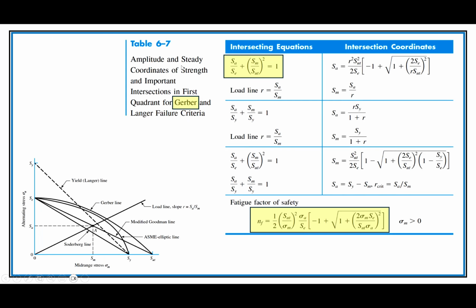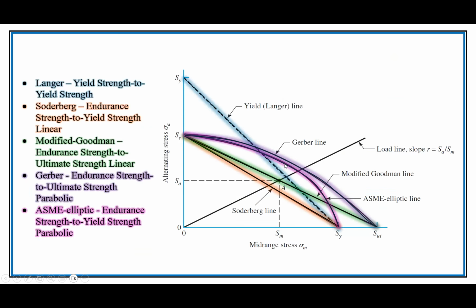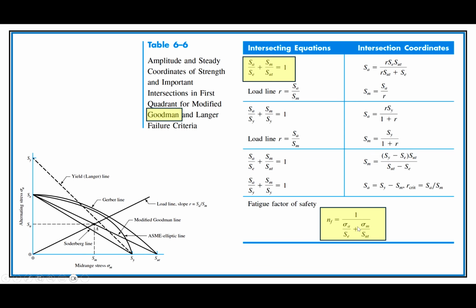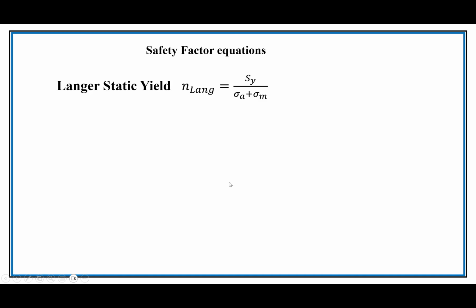Okay, so in 6.7, they do Gerber next. So here's where that safety factor is. And once again, this is where you would find it in the 10th edition. I think it's called out separately as an equation in the 11th edition. So more complicated, a little weirder. And then in table 6.8 here is the ASME elliptic. And I think the Soderberg is somewhere listed separately in the 10th edition, but it's also listed separately in the 11th edition. So here are the safety factors.